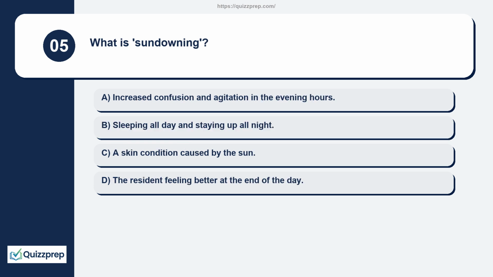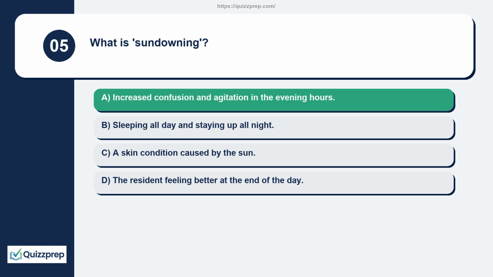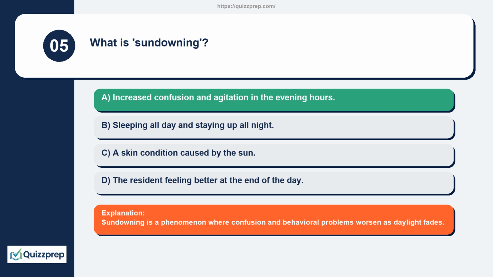Question 5. What is sundowning? Increased confusion and agitation in the evening hours, sleeping all day and staying up all night, a skin condition caused by the sun, the resident feeling better at the end of the day. Sundowning is a phenomenon where confusion and behavioral problems worsen as daylight fades.